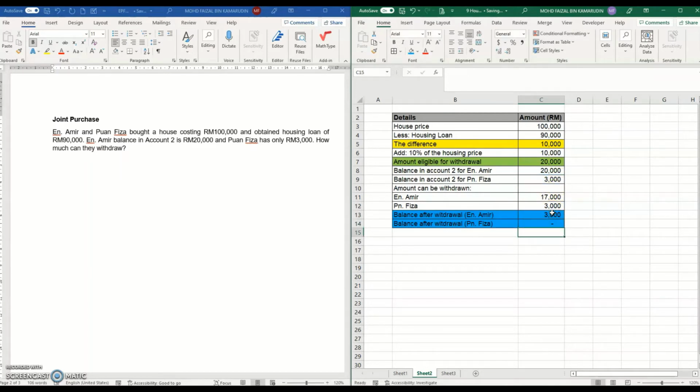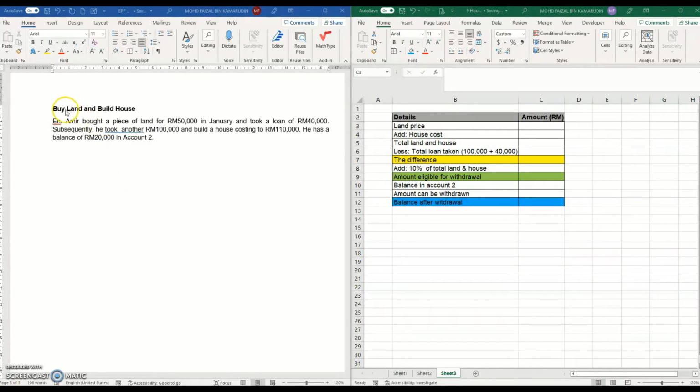Okay, one more time. For the hypothetical, for the sake of our class, we will fully utilize, or fully withdraw, the lower balance in account 2, which in this case is from Fiza. We take all of it, and again, the remaining we take from Encik Amir. So that's how it goes for the joint purchase.